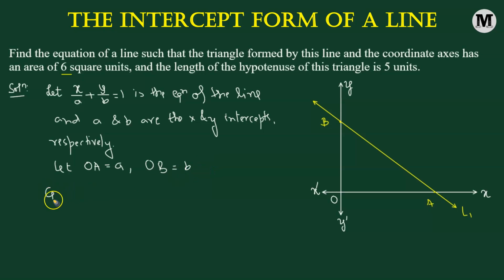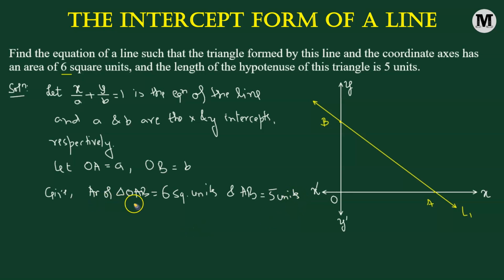Now it's given in the problem that the area of the triangle OAB is 6 square units. We are also given the hypotenuse AB, so AB has a length of 5 units.